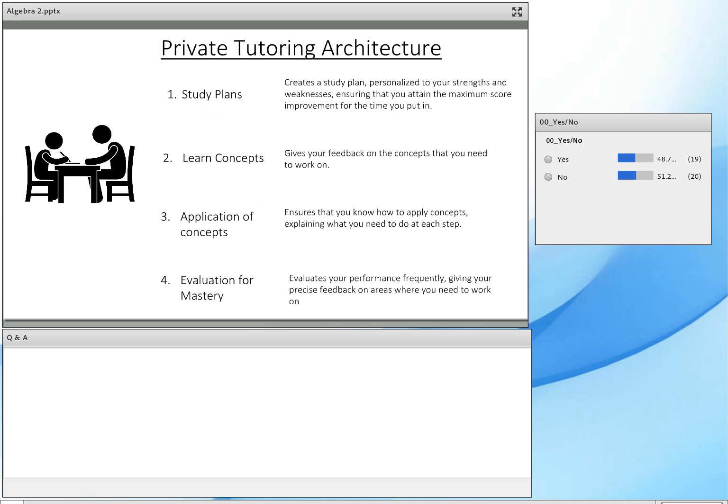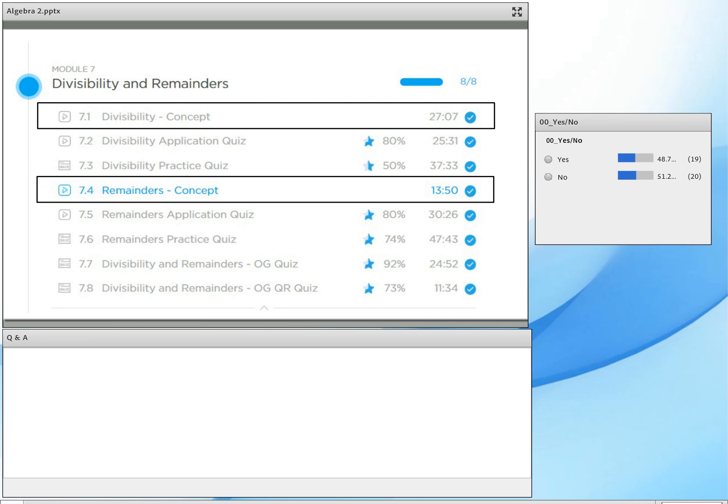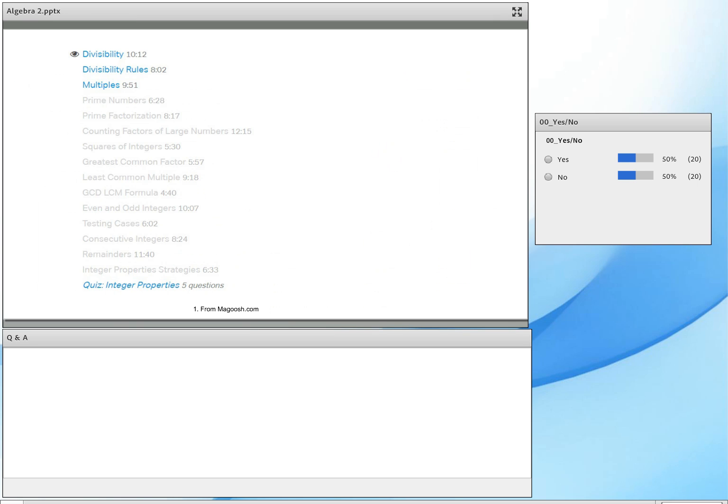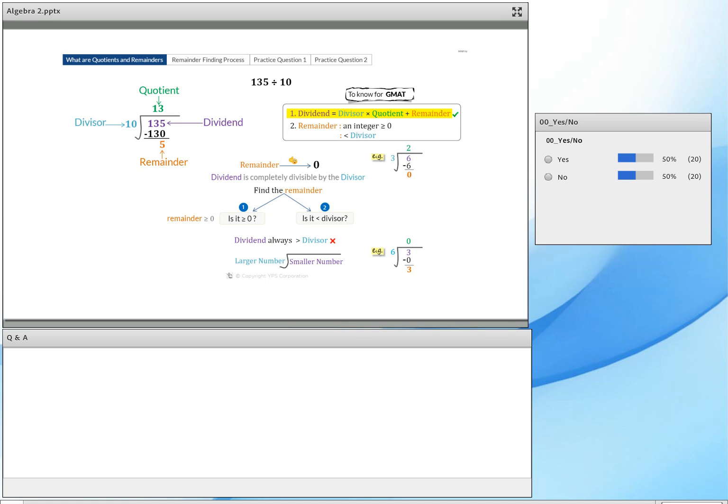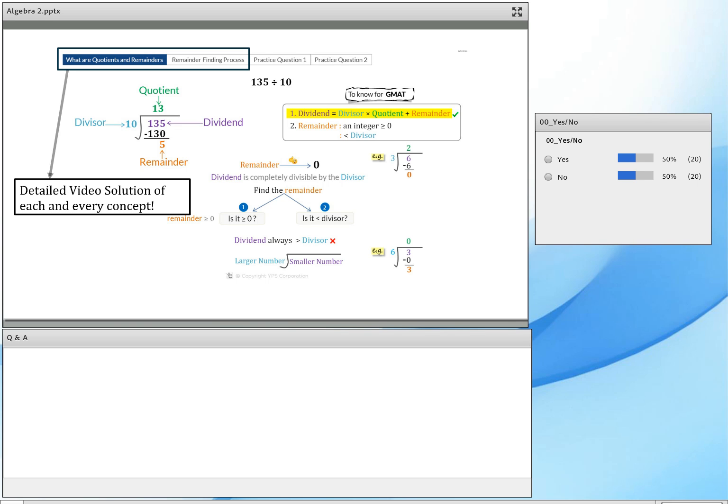All right, so after you are done with that, what's the next step? The next step is to learn the concepts, and that's where the e-GMAT course comes into the picture. This is a screenshot of our course, and I'll focus on the divisibility and remainders concept. What you're going to see is a very audio-visual file, with detailed video solutions of each and every concept.